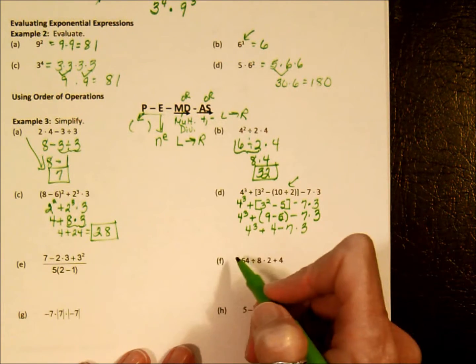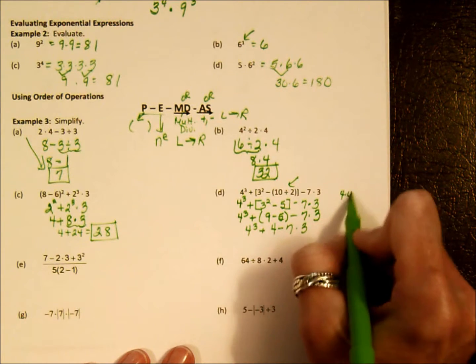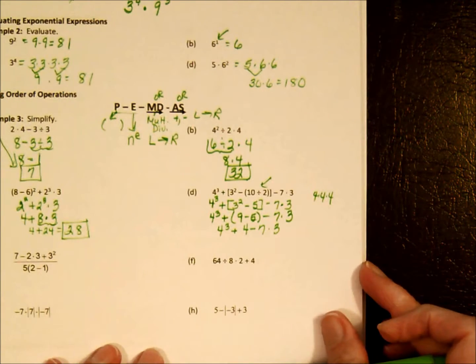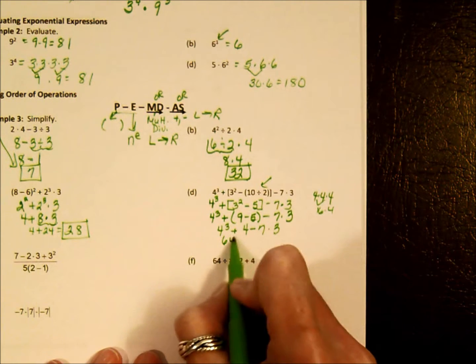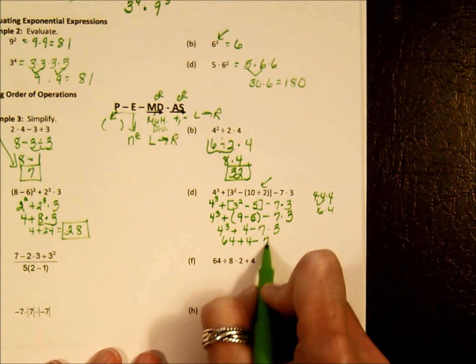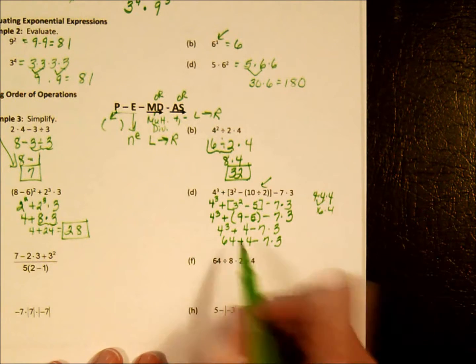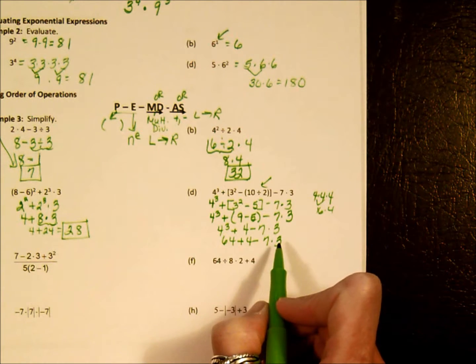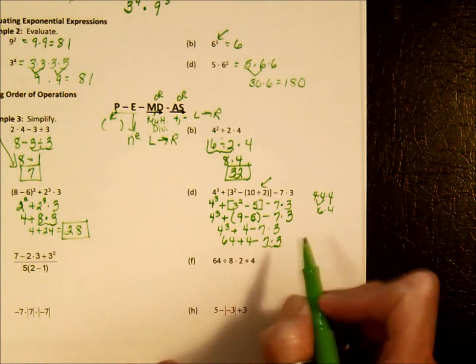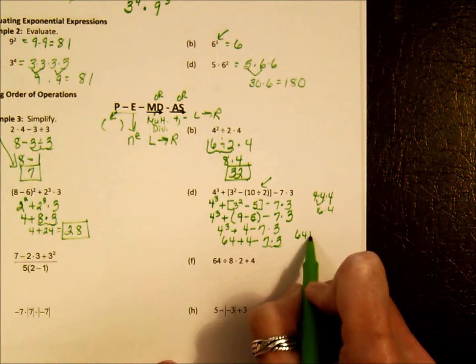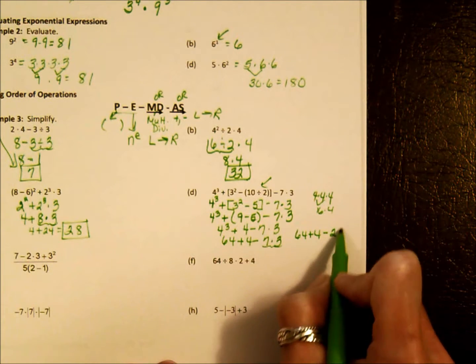Now we can do 4 cubed, which means 4 times 4 times 4. 4 times 4 is 16 times 4 is 64 plus 4 minus 7 times 3. We have add, subtract, and multiply. So what comes next would be multiply right there. So it's going to be 64 plus 4 minus 21.